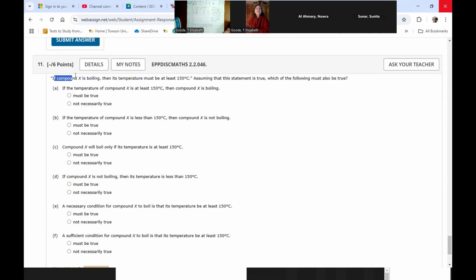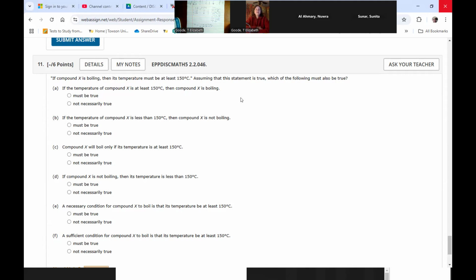It says if the compound X is boiling, then its temperature must be at least 150 degrees Celsius. It doesn't say anything about 1 atmospheric pressure, but that's generally considered part of the story, even though it's not written here. So there can be other factors coming into play, but one of the necessary factors would be that it's hot enough. But it could be hot enough and some other thing is keeping it from boiling. And the only other thing I can think of, offhand, is atmospheric pressure.